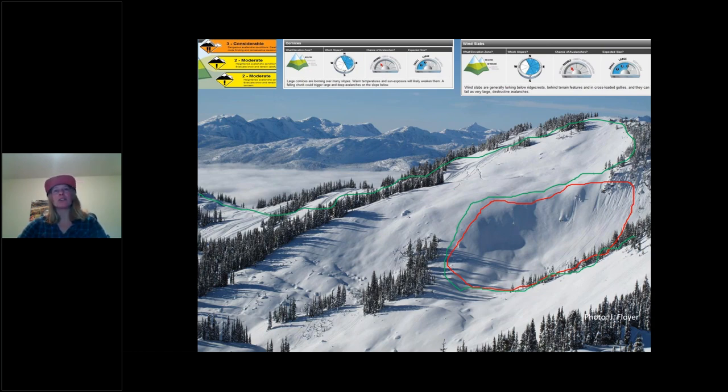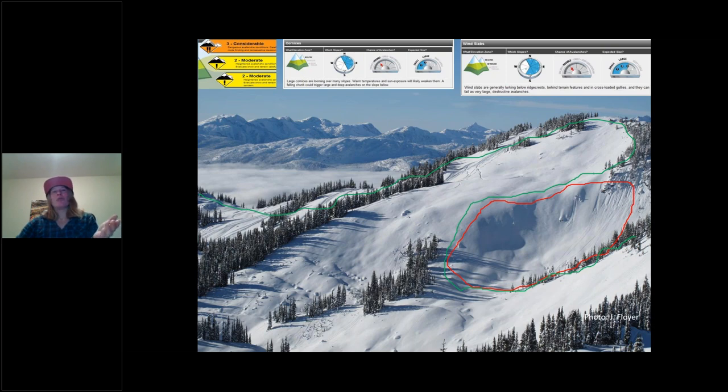These slope angles are quite low. They're looking like they're mostly below 30 degrees. There's lots of fun stuff that I see to play around in here. The one thing that I'd be super careful of, that can catch people, is we don't see any cornices, right? There's no cornices here.